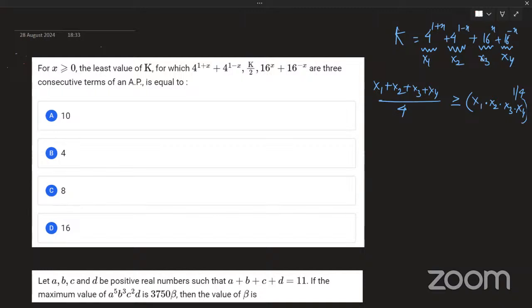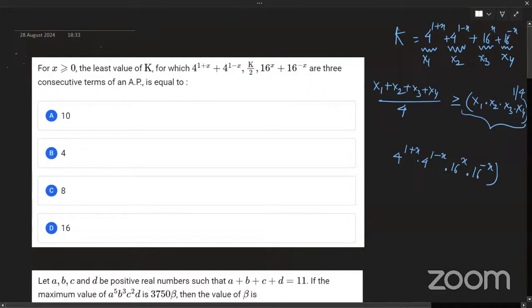So tell me, what is the value of x1 into x2 into x3 into x4 raised to 1 by 4? So we have 4 raised to 1 plus x into 4 raised to 1 minus x into 16 raised to x into 16 raised to minus x, whole raised to 1 by 4. Right? Can you help me evaluate this thing?